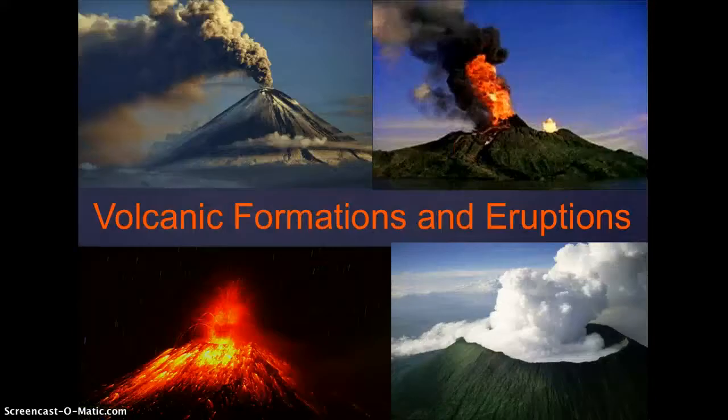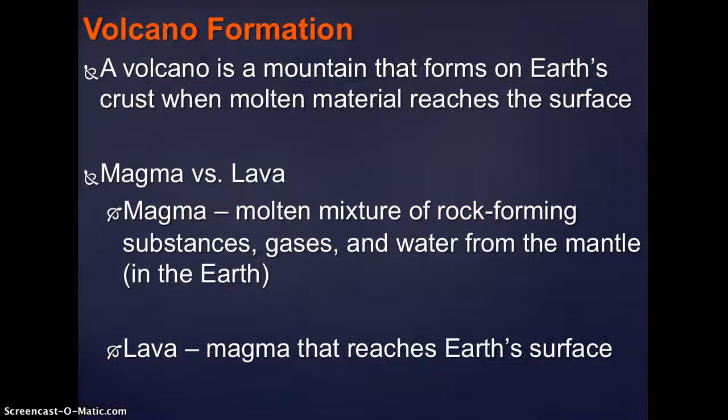This video reviews volcanic formations and eruptions. A volcano is a mountain that forms on Earth's crust when molten material reaches the surface. There is a difference between magma and lava.